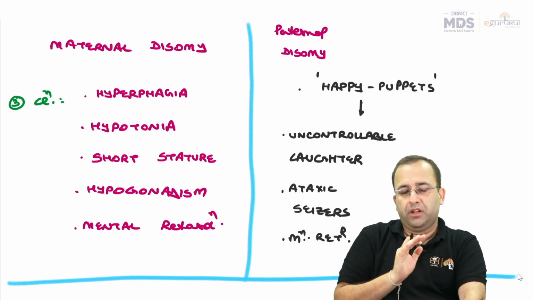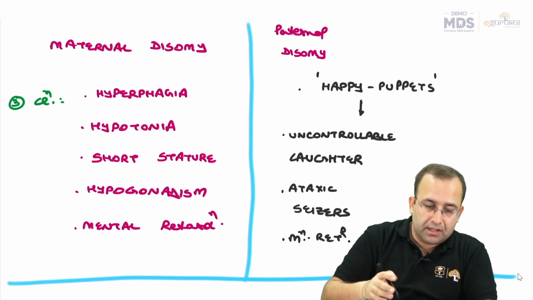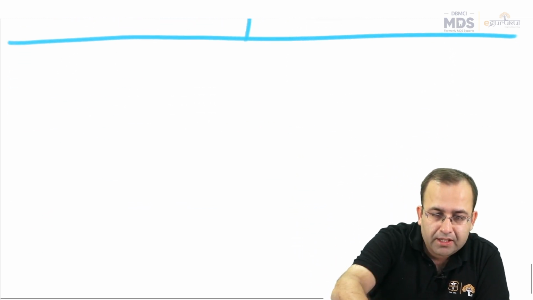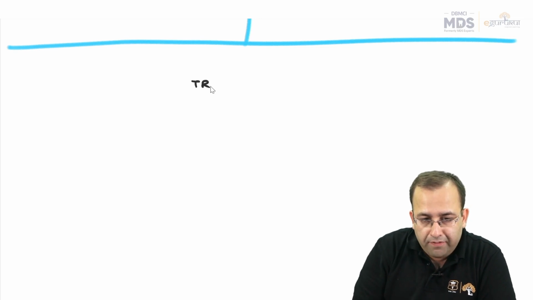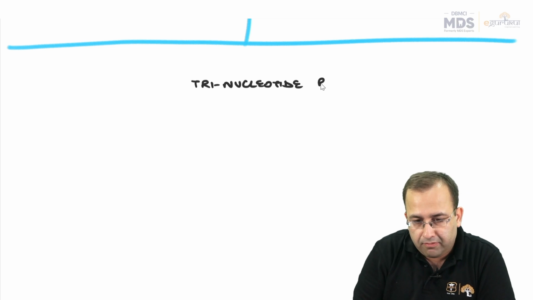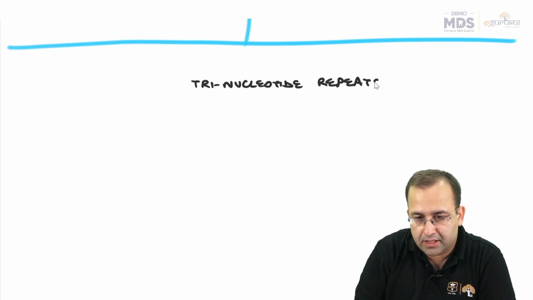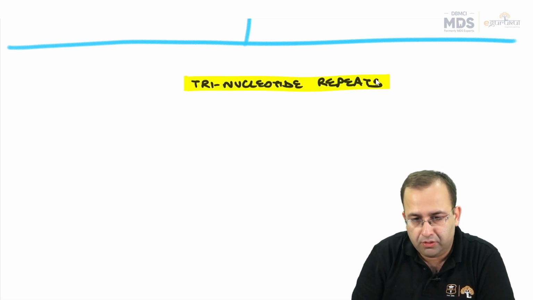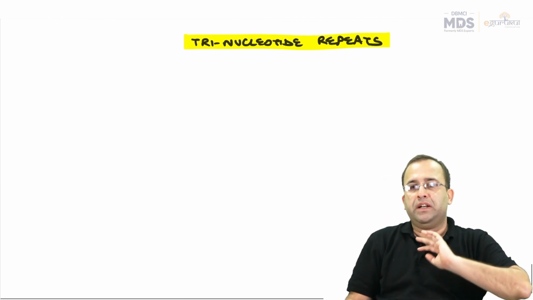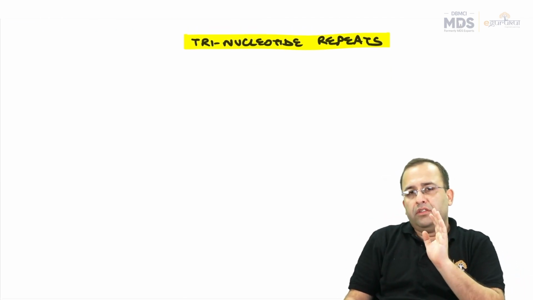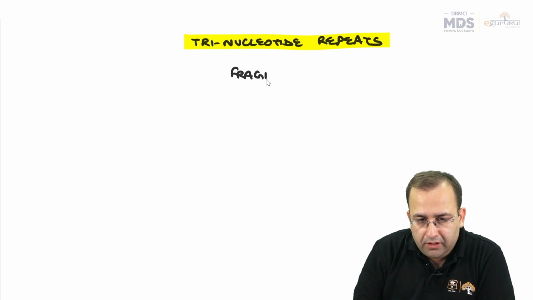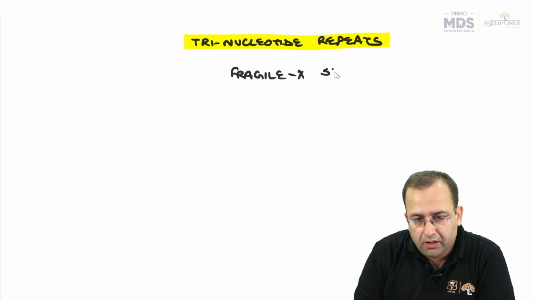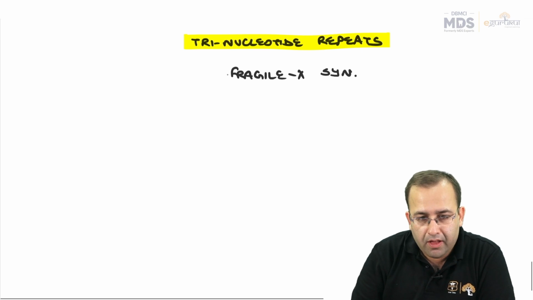Next point. But this gets us to our next non-Mendelian inheritance. Which is the next non-Mendelian inheritance? That is trinucleotide repeat diseases. This gets us to trinucleotide repeat diseases, the classical trinucleotide repeat disease being Fragile X syndrome.